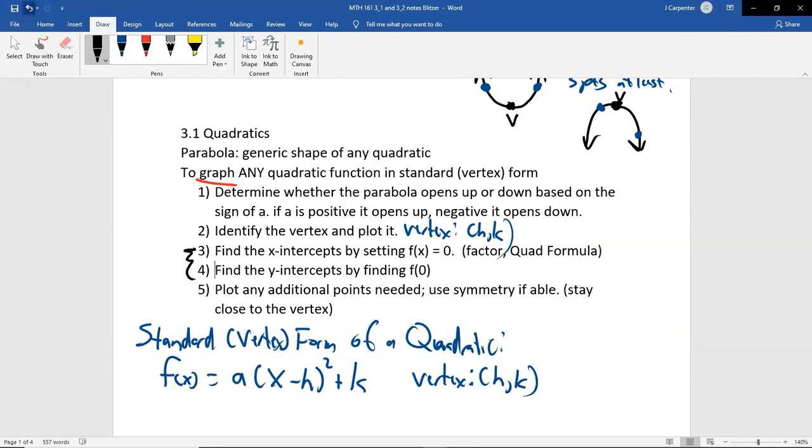These two steps right here are going to be in almost everything in chapter 3. Anytime we're graphing in chapter 3, you're going to need to find all of your intercepts. And remember, intercepts are where we cross an axis. So as a reminder, let's say you had some curve that looked like this. This point right here is a y-intercept because that's where it crosses the y-axis. This point right here would be an x-intercept because that's where it crosses the x-axis.